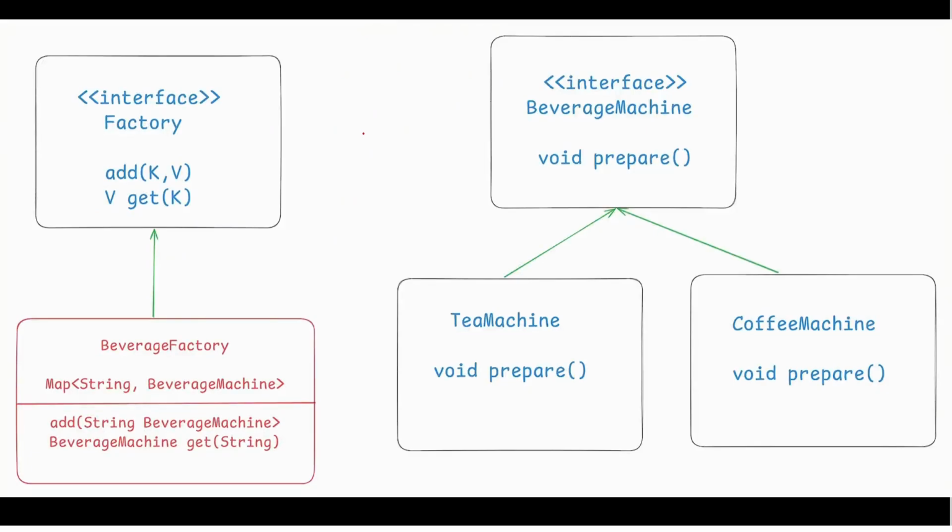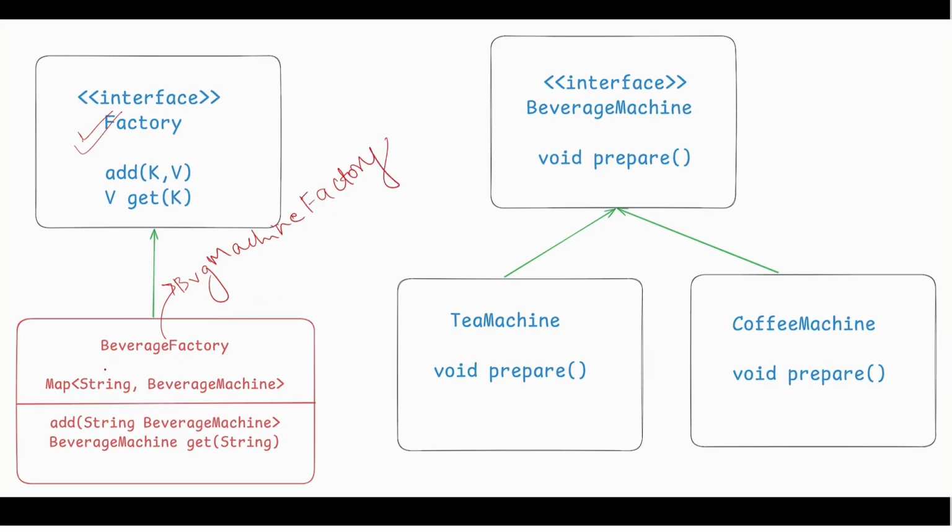If we go back to the previous slide, we have the most basic component, that is our factory interface. This will be common to every factory we create. And then we create this beverage factory. Maybe better to call it a beverage machine factory according to our example. This is your beverage machine factory.